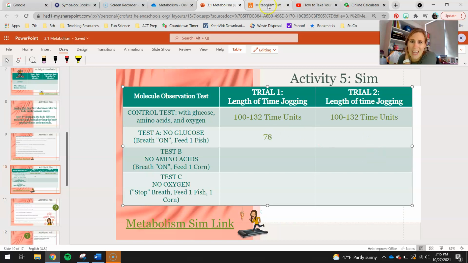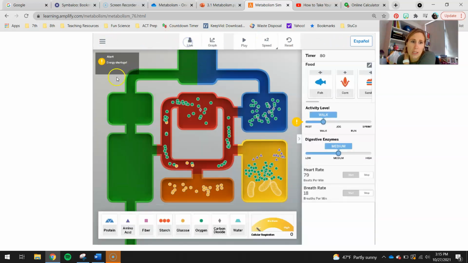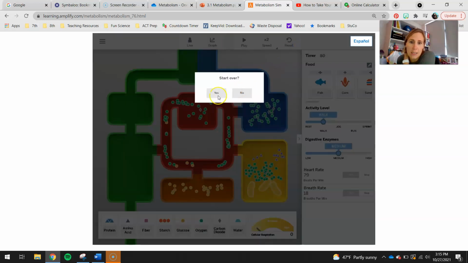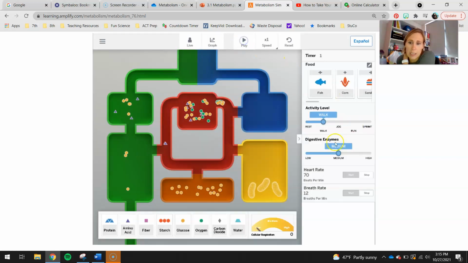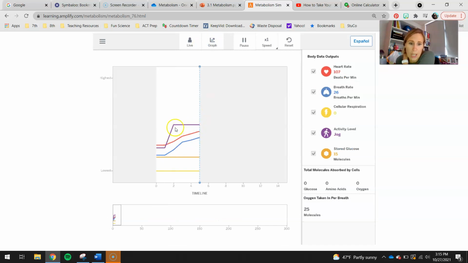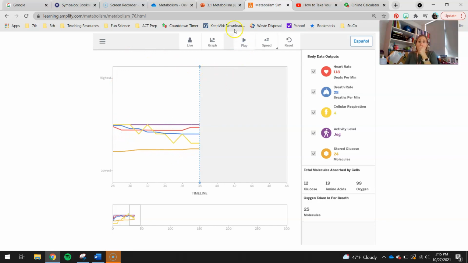You're going to run that a second time, okay? So you will go back to your live view, reset it, start over. We're observing. You will pause it, set your activity level to jog again. You will hit play and then feed it 1 fish. And again, go back to your graph view. Watch that purple line. You can speed it up. Watch that purple line and figure out when, again, that purple line drops from jog down to walk and record the time it does it.